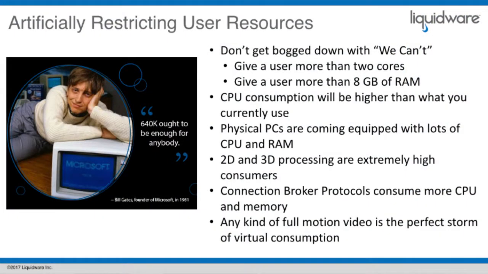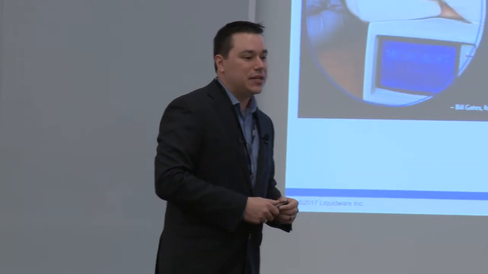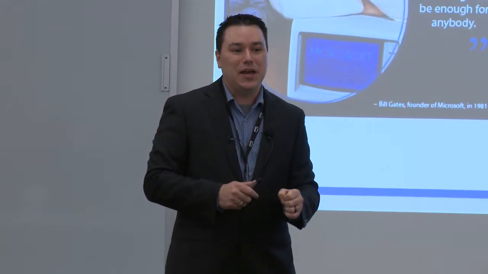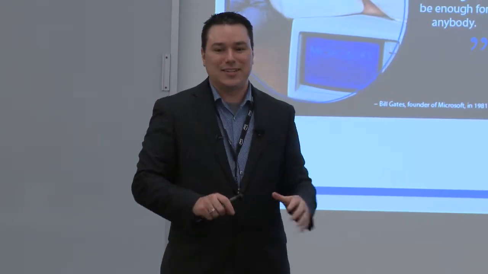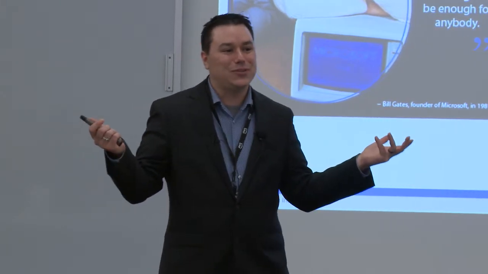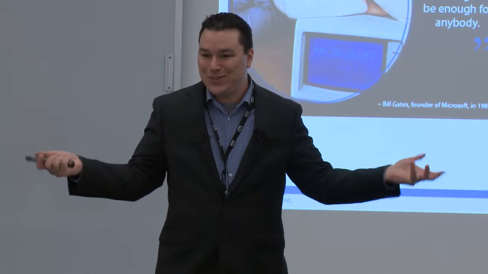Next up, artificially restricting user resources. Who remembers this guy? 640K ought to be enough for everybody. Yeah, sure. 640K, doesn't that sound great? Well, the problem is we don't learn from history very often. And I can't tell you how many times I've gone into an organization and they say, well, we want to do AWS, but the accounting department has a real hard time with giving anybody more than 8 gigs of RAM. They just don't think it's necessary. Or giving somebody more than 2 cores, why would you need more than 2 cores? I mean, everybody should be fine with 2 cores, right?